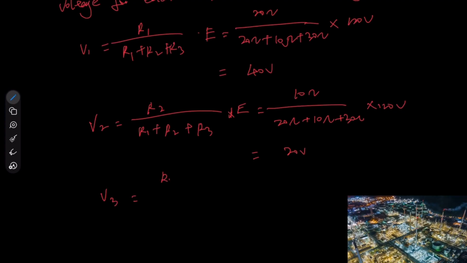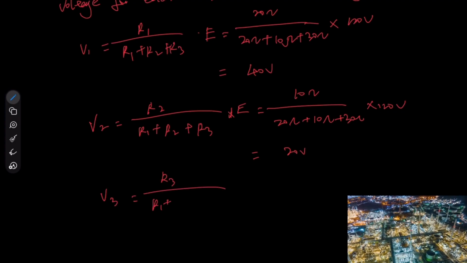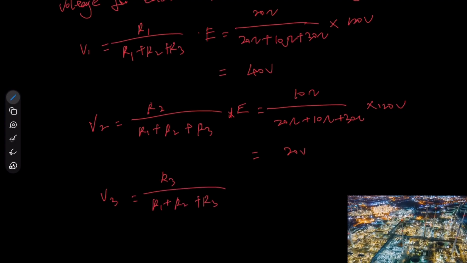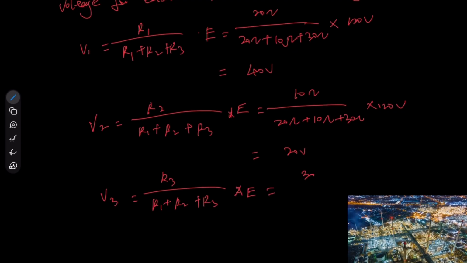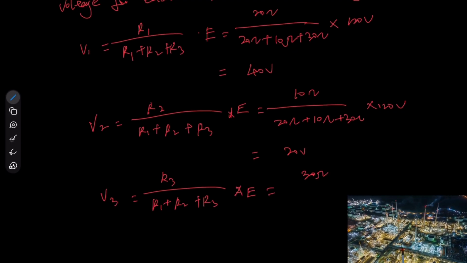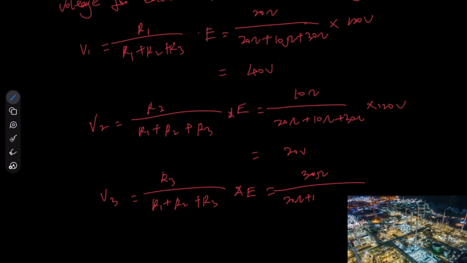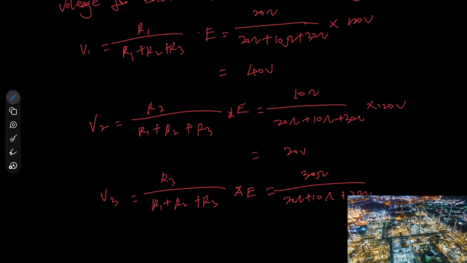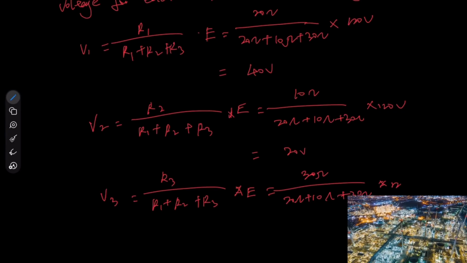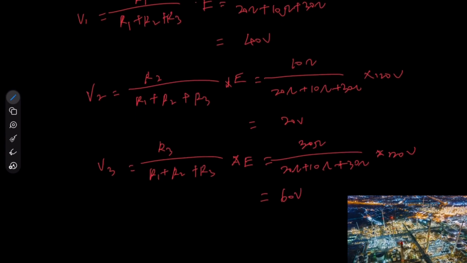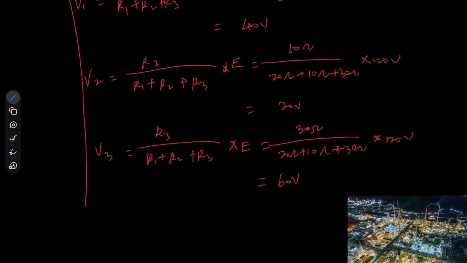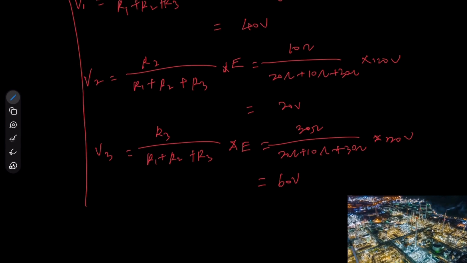V3 equals R3 over R1 plus R2 plus R3, times E, which is 30 ohms divided by 20 ohms plus 10 ohms plus 30 ohms, times 120 volts. That will give us 60 volts. So basically that's how we use a voltage divider to solve the voltage.